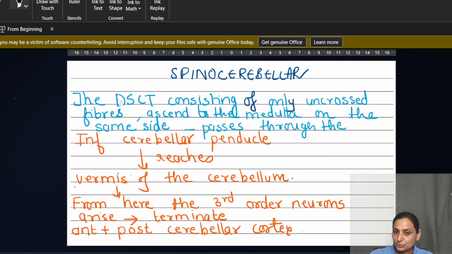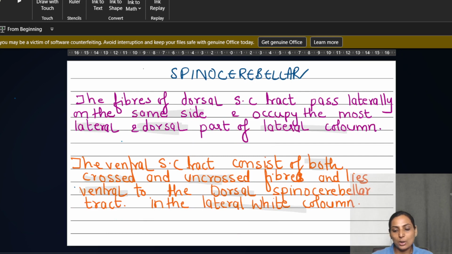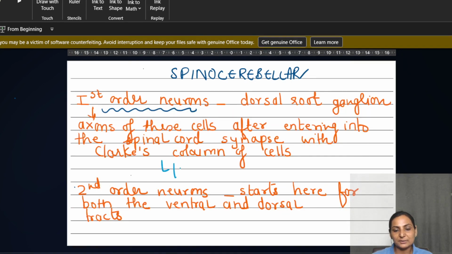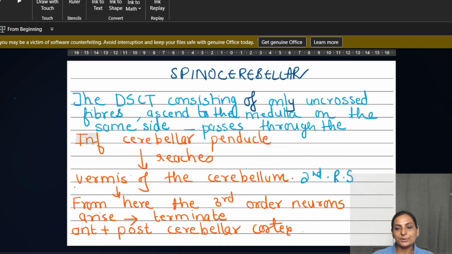Now the dorsal spinocerebellar tract consists of only uncrossed fibers, ascend to the medulla on the same side and pass through the inferior cerebellar peduncle. From the inferior cerebellar peduncle, they are going to reach the vermis of the cerebellum. From this vermis, which is going to be their second relay station, the Clark's column was their first relay station. So you can write over here that the Clark's column was their first relay station, whereas the vermis is going to be their second relay station, from where the third order neurons will arise and they will going to terminate in the anterior and posterior cerebellar cortex.